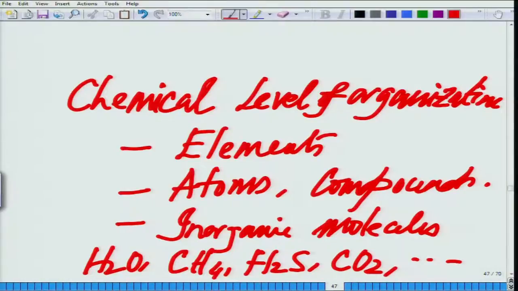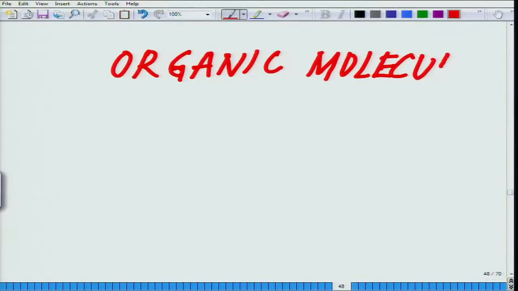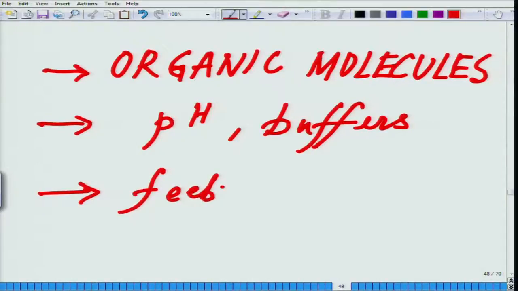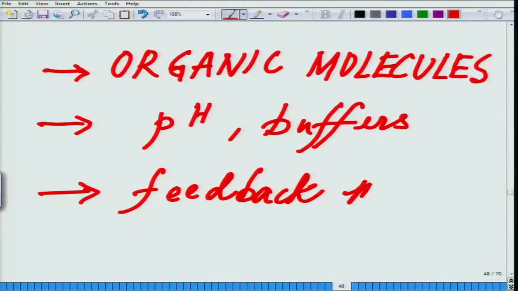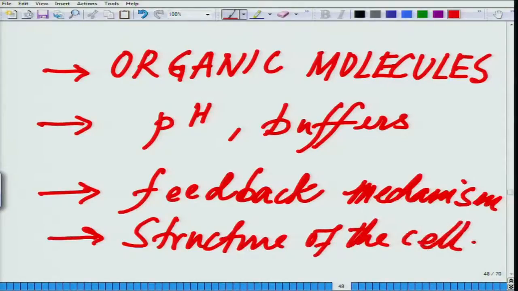So, today we will talk about some of the organic molecules in this lecture. Then we will be dealing with some factors like pH and buffers, and then we will be talking about the feedback mechanisms. And we will revisit the structure of the cell at the end. These are the four aspects which we are going to deal with. I will give you a practical example of what feedback mechanisms really are.